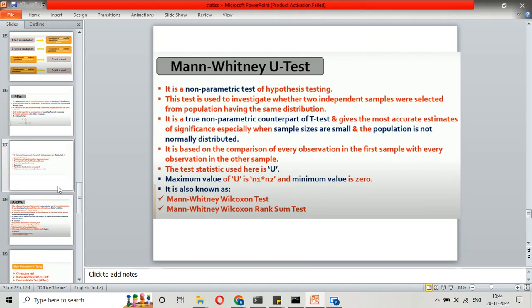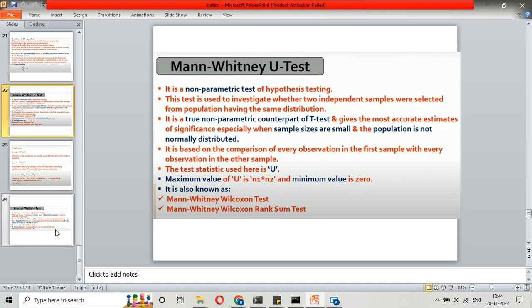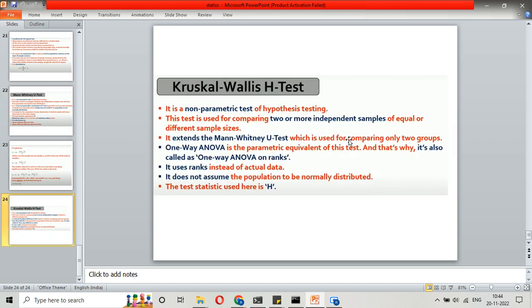So, any questions? I was not able to understand this Kruskal one. The last one? Yes. It is just an extension of ANOVA, talking about more than two groups.